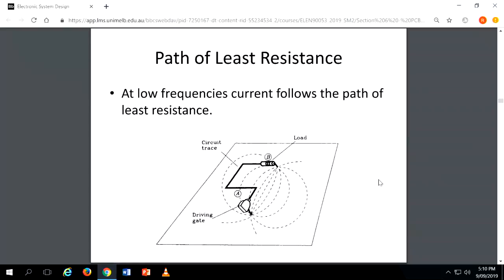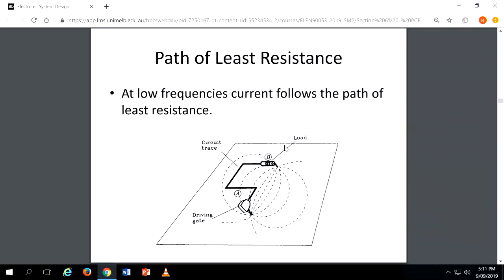Another important thing is the path of least resistance. This is a very important concept when you design high frequency PCBs. Maybe 60% of the time, people make mistakes here because they don't know the path of least resistance and least impedance. At lower frequencies, maybe a few kilohertz or DC, the current follows the path of least resistance.